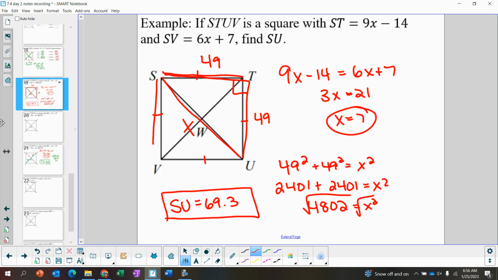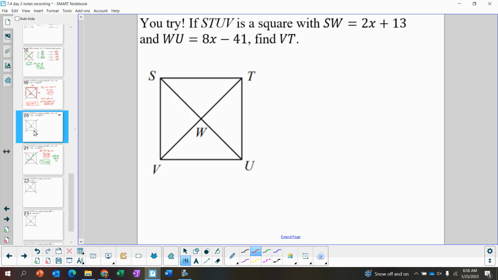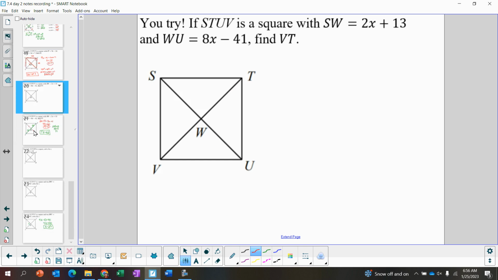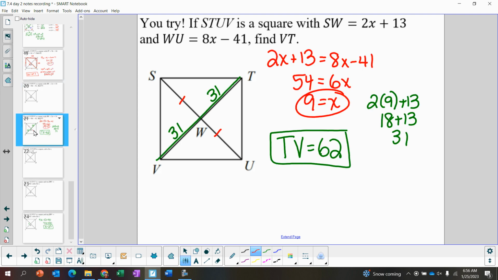All right. Go ahead, try the next one. Pause when you're ready to see the answer, hit play. All right, so they gave us SW and WU, two parts of the diagonal. So we set them equal, we get x is 9. They were looking for VT, which was the entire diagonal. So if I put 9 back in, I get 31 for each of these individual pieces. So together, TV was 62.